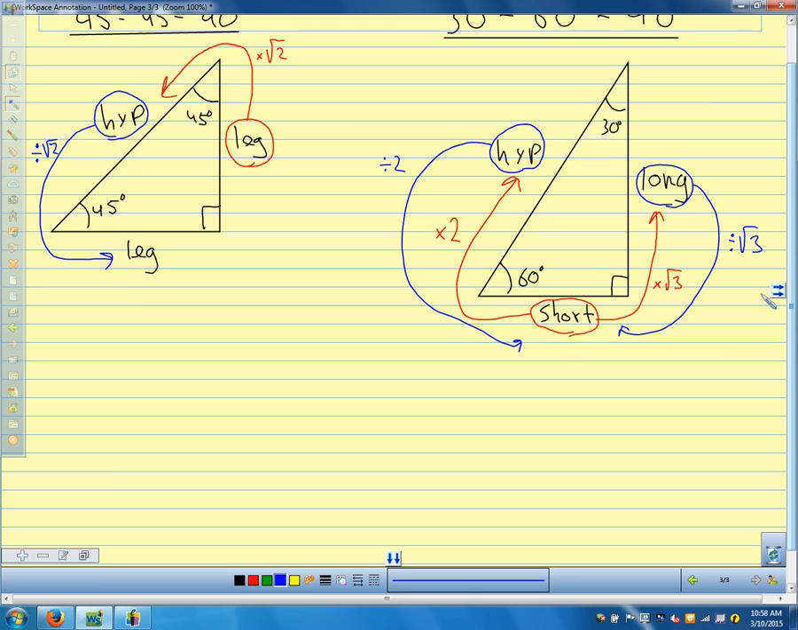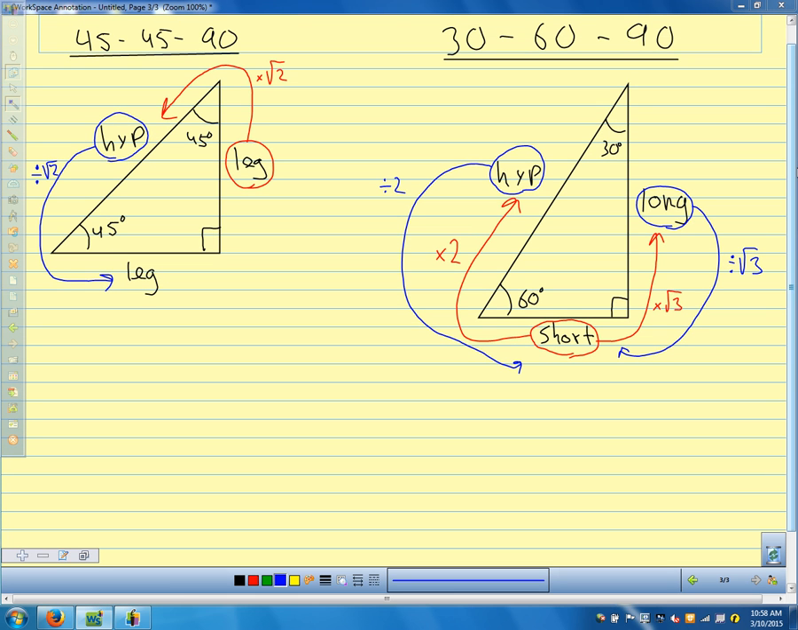So that's all we have to remember. Multiply or divide by the square root of 2 for a 45, 45, 90. Multiply or divide by 2 for the hypotenuse, or square root of 3 for the long side. That's all we have to remember. So if we know one side, we can find any of the other sides. For the 30, 60, 90 triangle, the short side is the key. So if we need to go from the long to the hypotenuse, we find the short side first and then find the hypotenuse. The short side is the key.